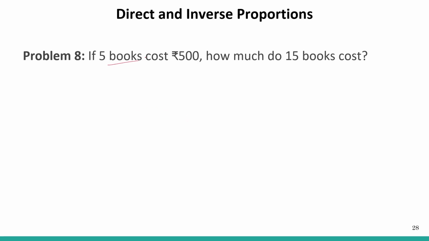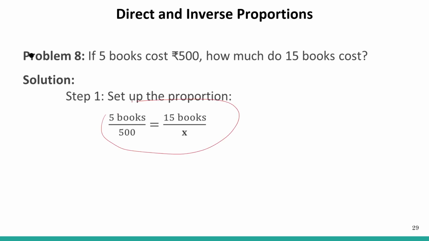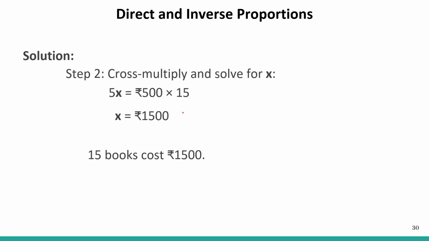If 5 books cost 500 rupees, how much do 15 books cost? So 1 book costs 500 by 5, which is equal to 100. So 15 books cost 1500. Or 5 books by 500, 15 books by X, is equal to 1500. So 15 books cost 1500.